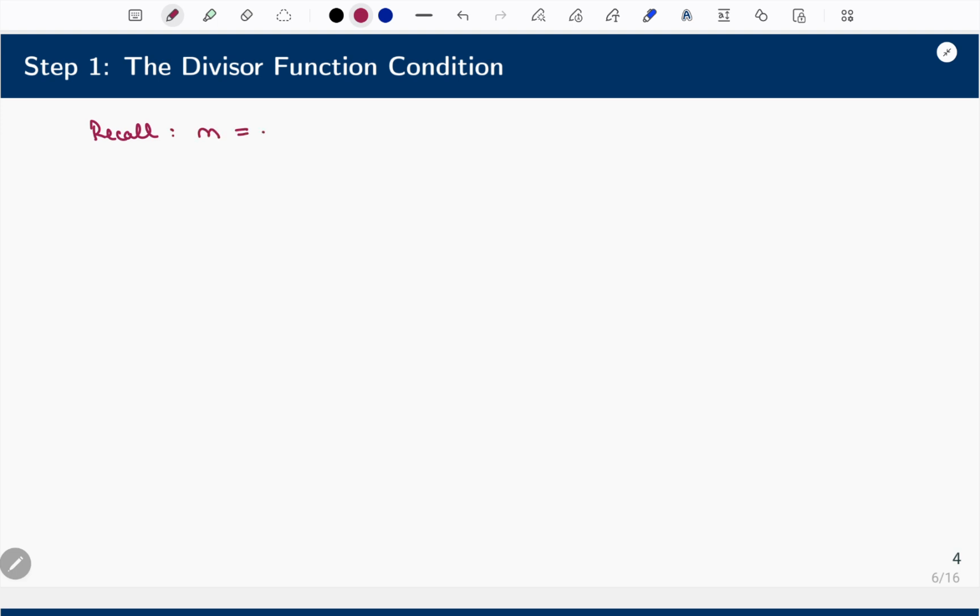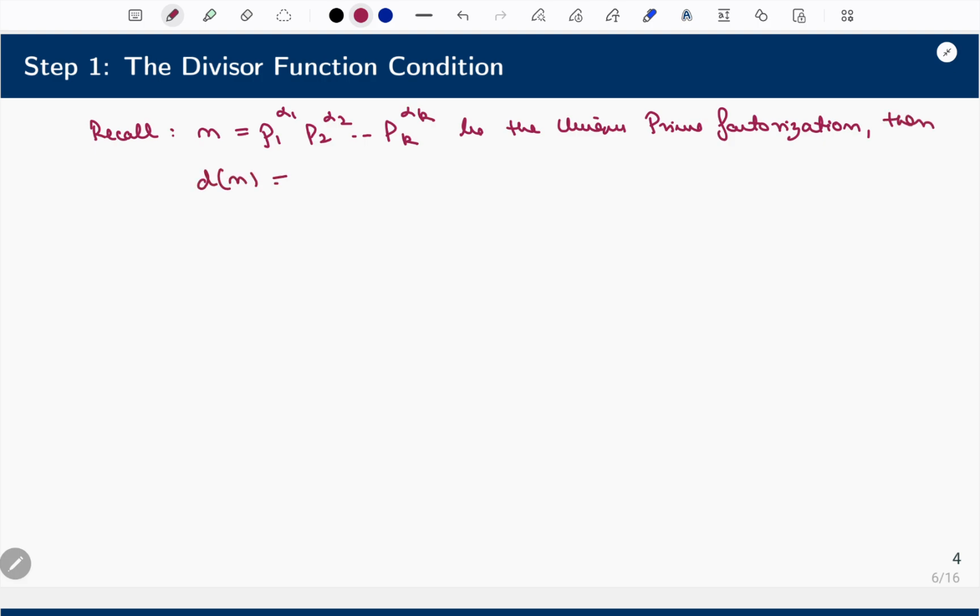that if n is a natural number having its unique prime factorization as p_1 to the power alpha_1, p_2 to the power alpha_2, till p_k to the power alpha_k, then d_n, which is also as per the conventional notation tau n, is nothing but (alpha_1 plus 1) times (alpha_2 plus 1), and so on till (alpha_k plus 1). Now the question is, when is this odd?